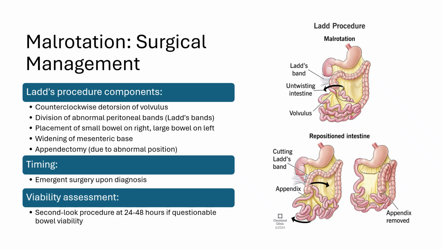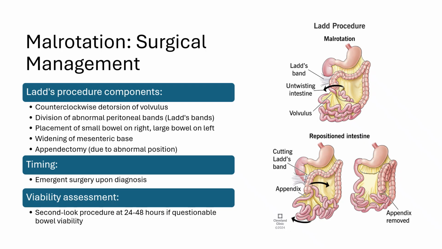Division of LADS bands eliminates the abnormal peritoneal attachments that tether the cecum and create duodenal obstruction. These fibrous bands cross the duodenum and represent the colon's attempt to achieve retroperitoneal fixation. Complete division is essential. Any remaining bands can cause future obstruction even without volvulus.